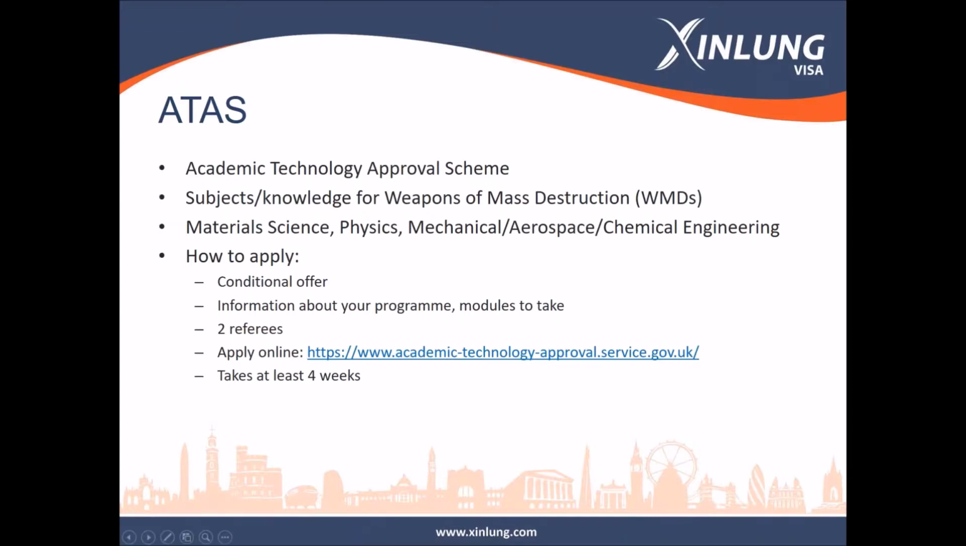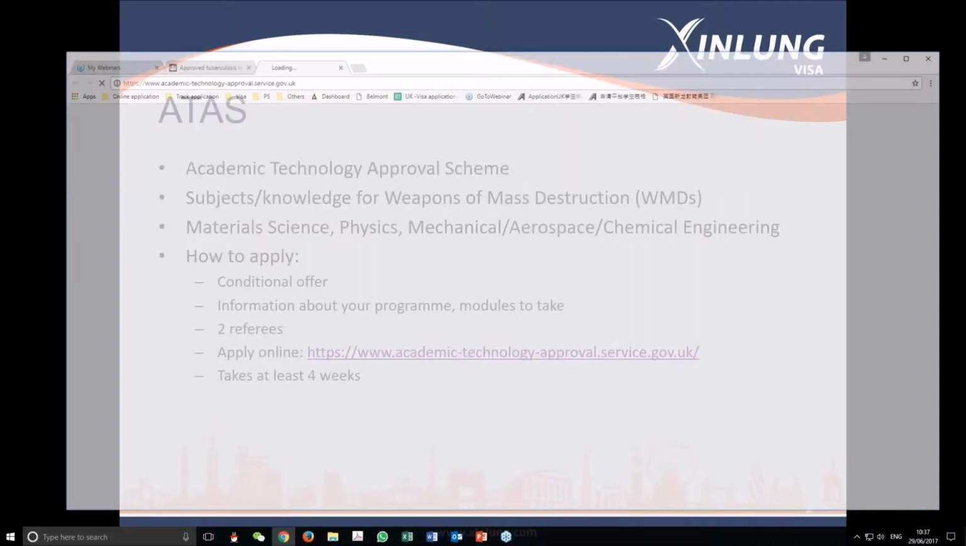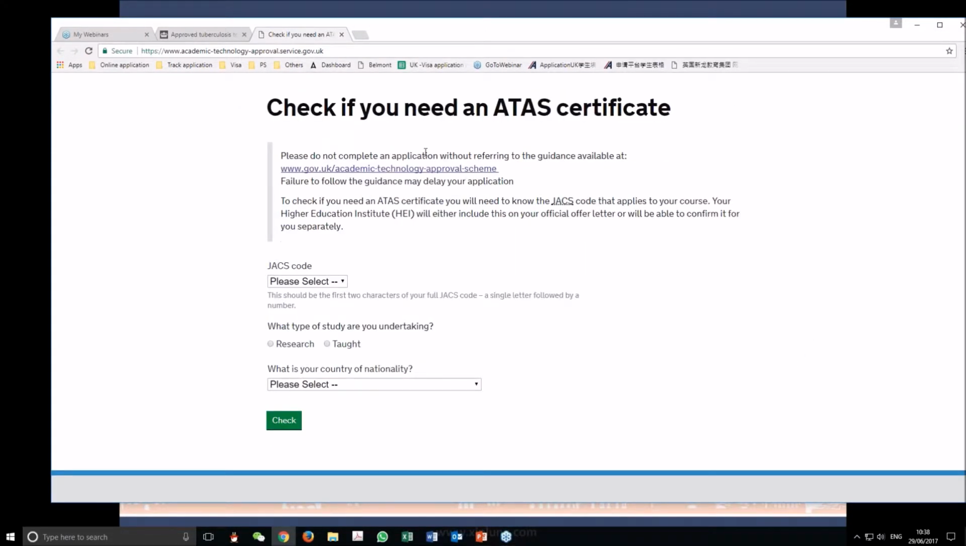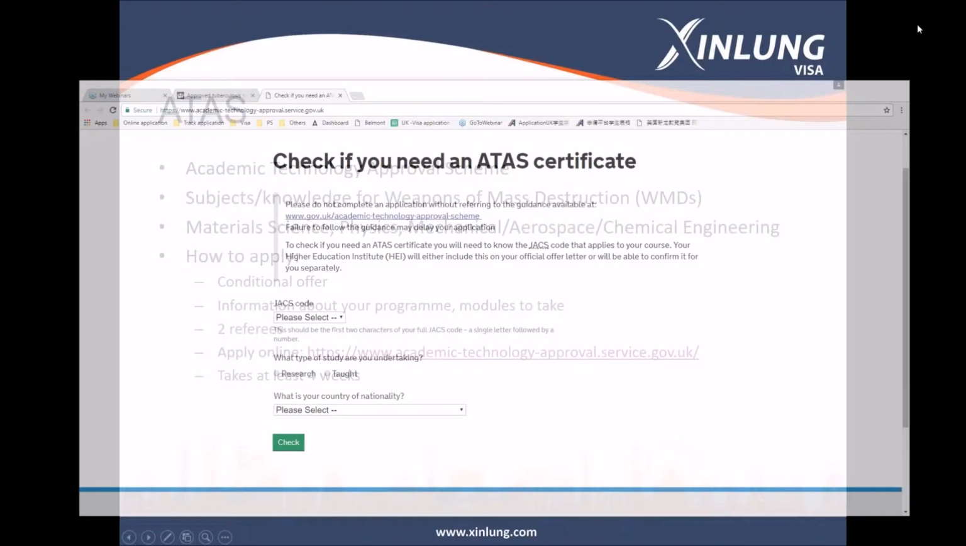There is only one way to apply, which is to apply online through the Home Office website. This is the website that will give you all the information. Unfortunately, we don't have time to go through it all today, but it's fairly straightforward. We can just read through the website and then follow the step-by-step instructions. We should be able to complete the application online.